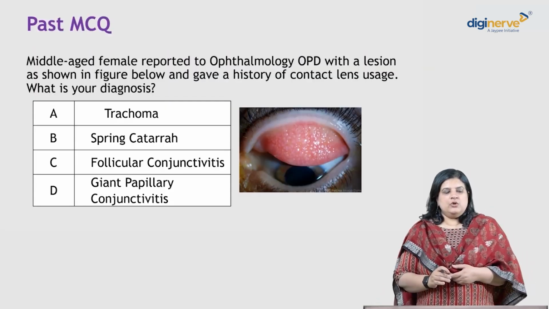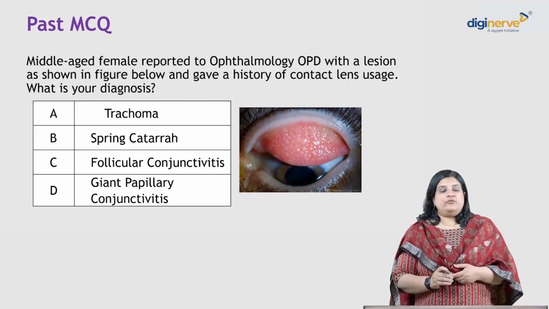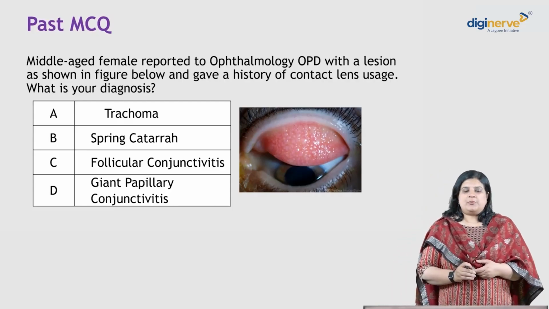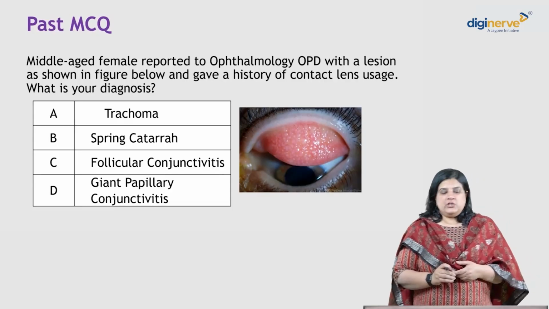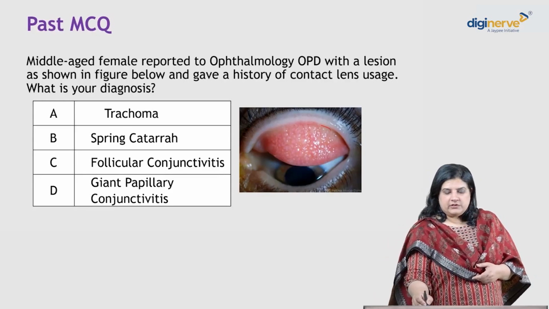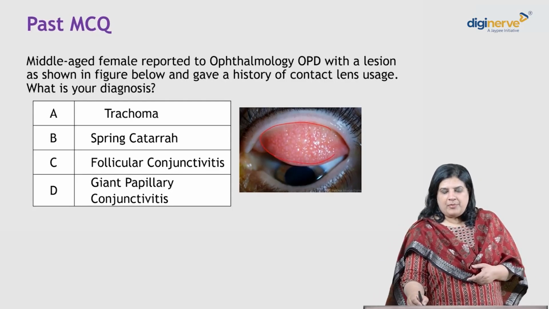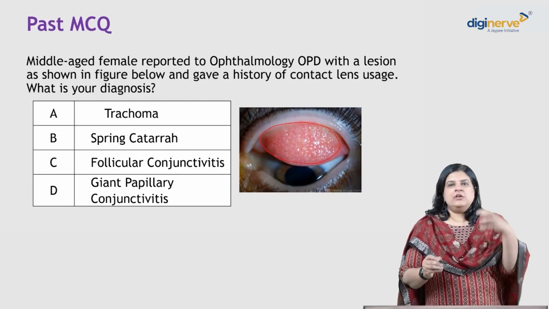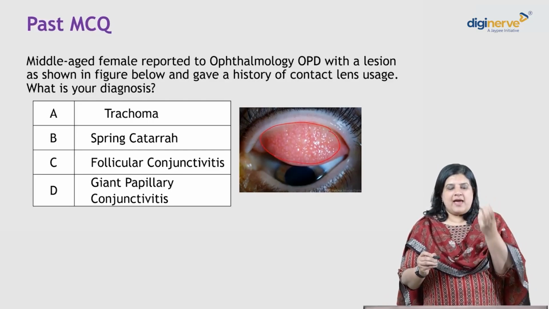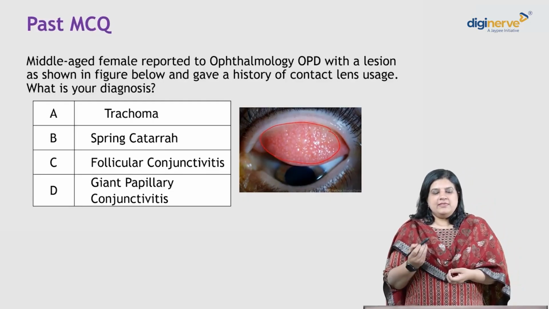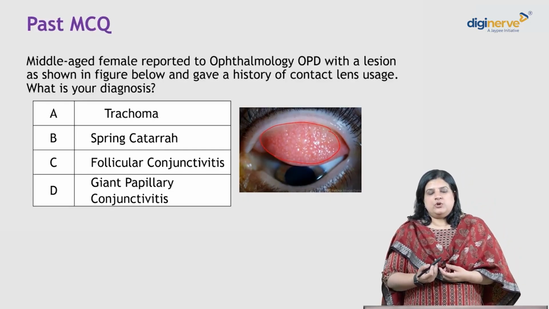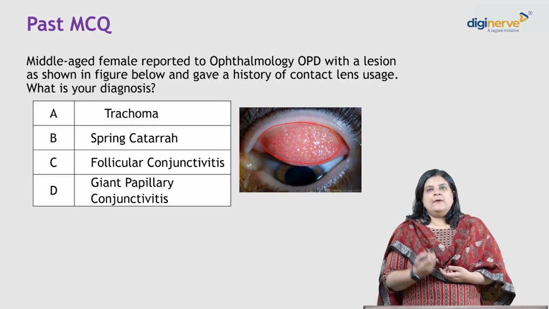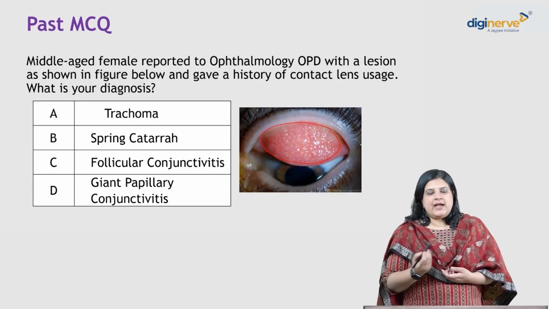Next question talks of a middle-aged female who reported to ophthalmology OPD with a lesion as shown in the figure here. Now this is the upper palpebral conjunctiva with very large sago grain-like appearance, and this patient gives history of use of contact lenses. So the question was, what is your diagnosis?